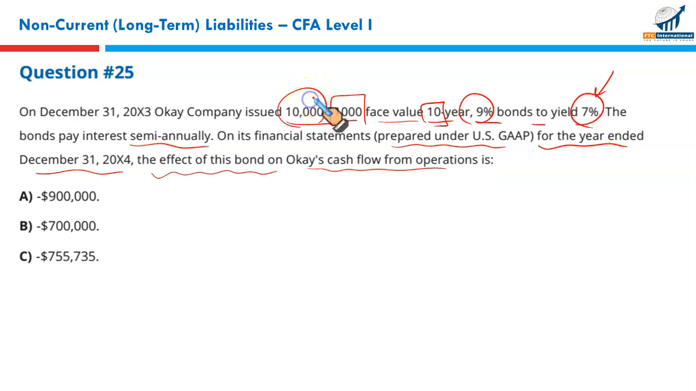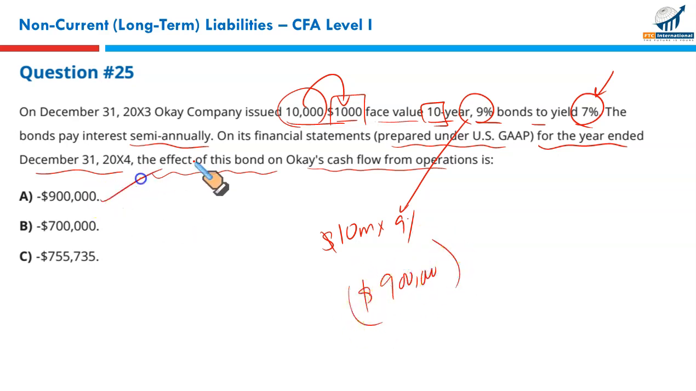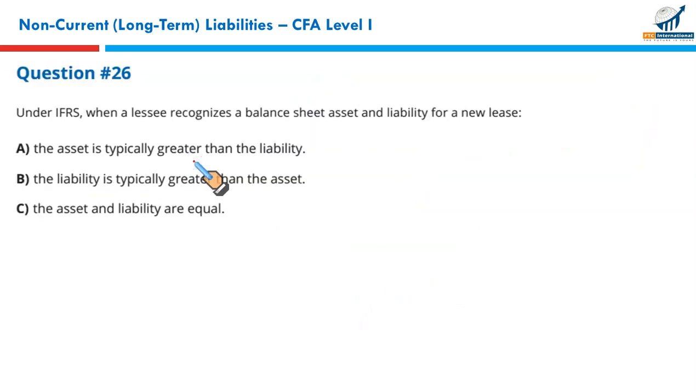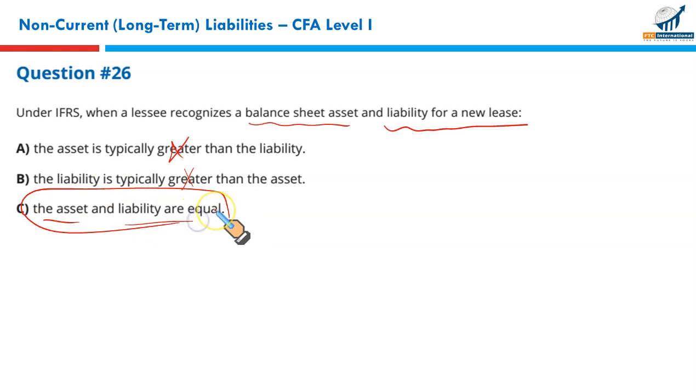So 10,000 bonds, each of $1,000, means the total par of the bond is 10 million. Interest is paid at coupon. So 9% of 10 million gives you $900,000. This will be considered as an operating outflow. That makes A the correct option. Under IFRS, when a lessee recognizes a balance sheet asset and liability for a new lease, they are neither greater nor lesser. The asset and liability are equal. So that is a straightforward question: C.